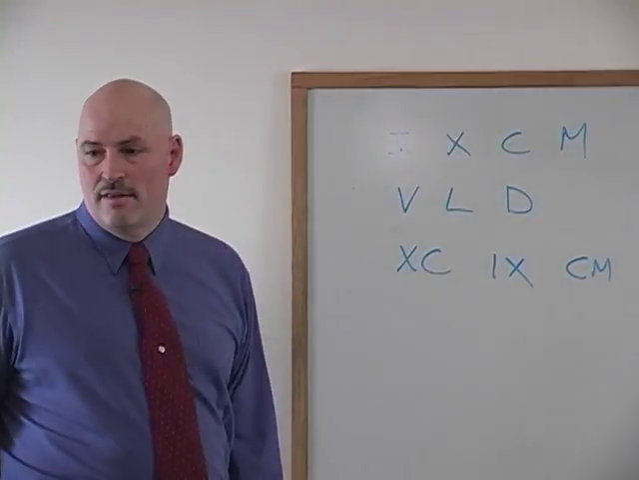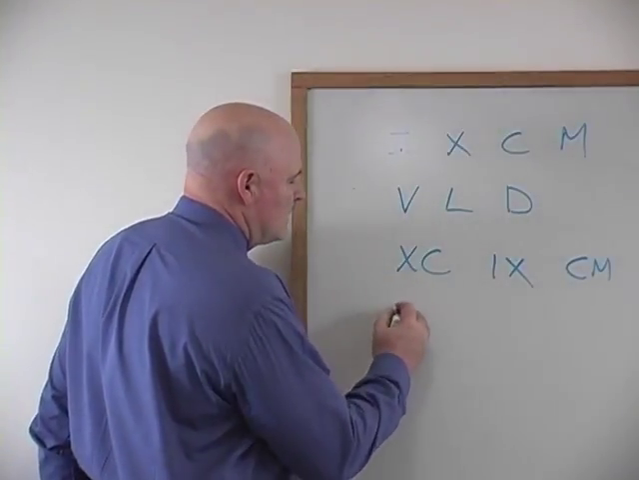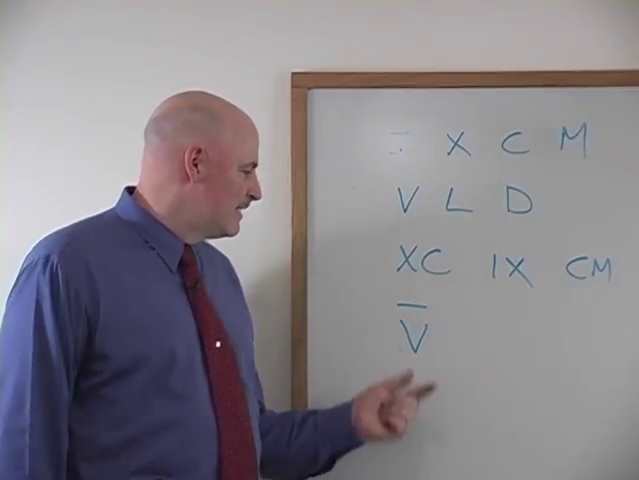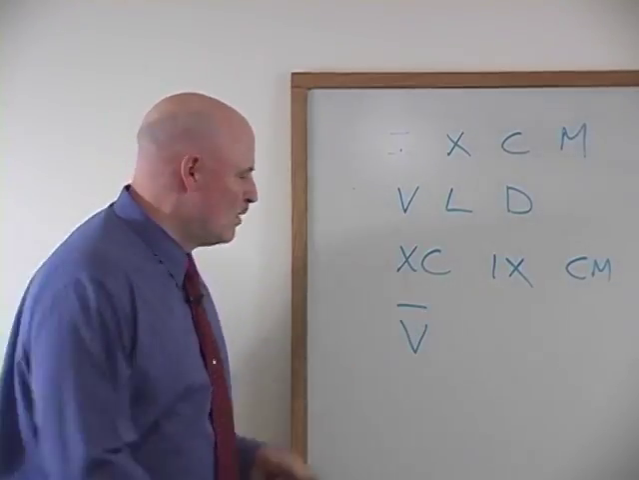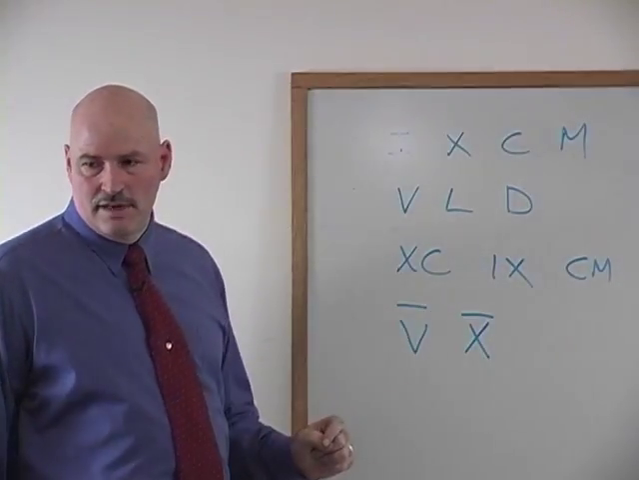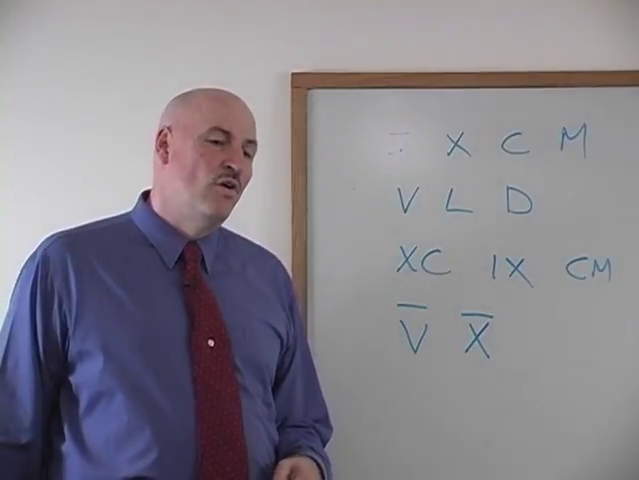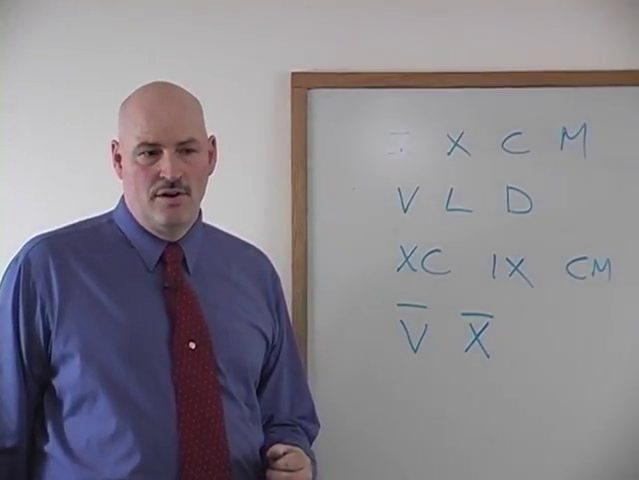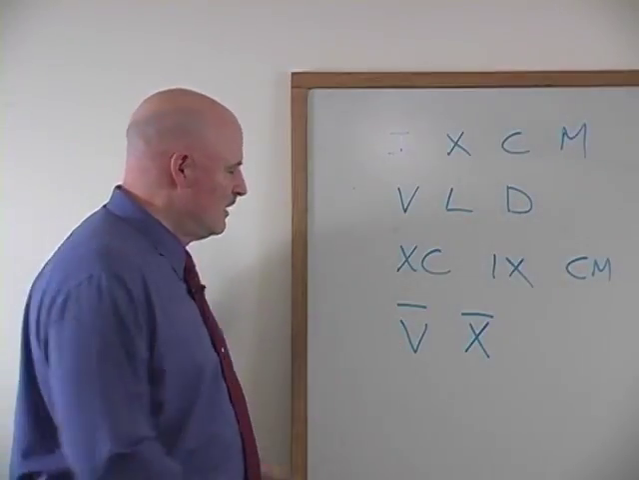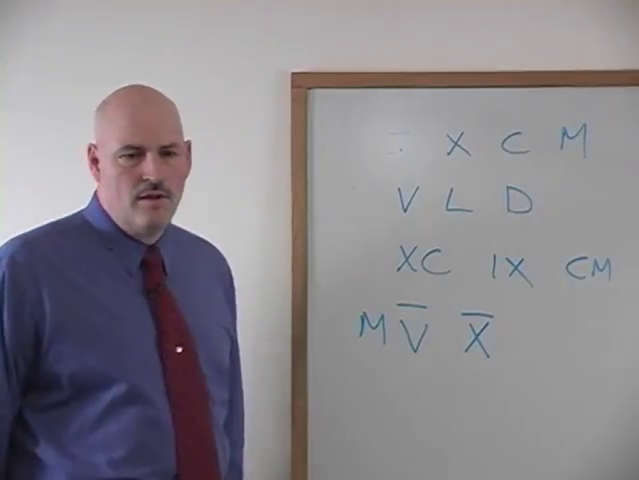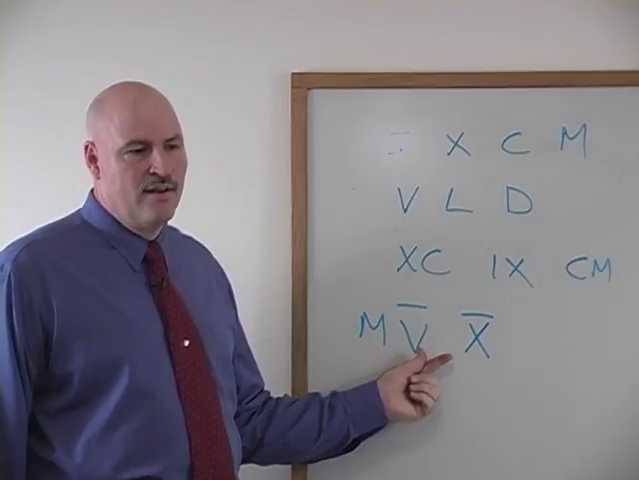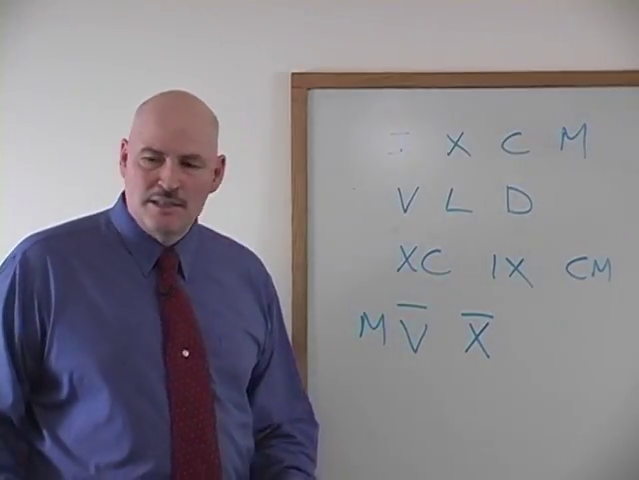How do you make 5? V. Okay, what's that? A line on top of it, which means it's 5,000. What would this be? 10,000. Get that? So how would we show 4,000? I use the line over it. This is how much? 5,000. What's this? 1,000. What's 1,000 taken from 5,000? 4,000. Very good. Okay, so we can do big numbers.